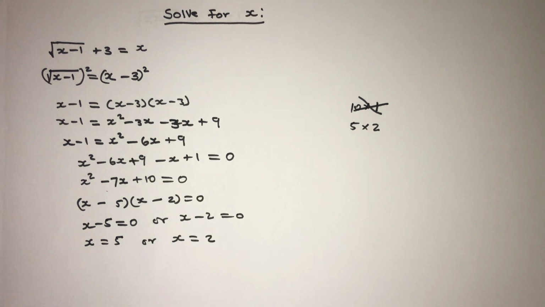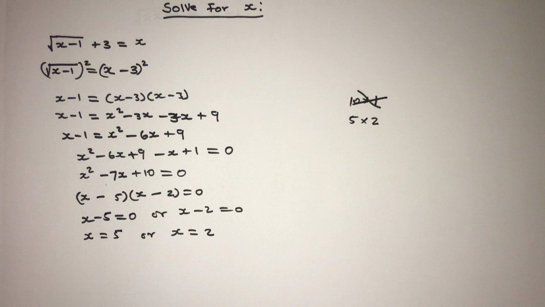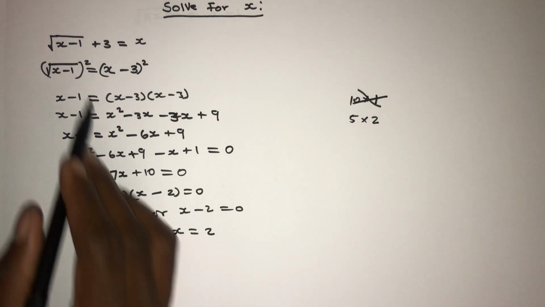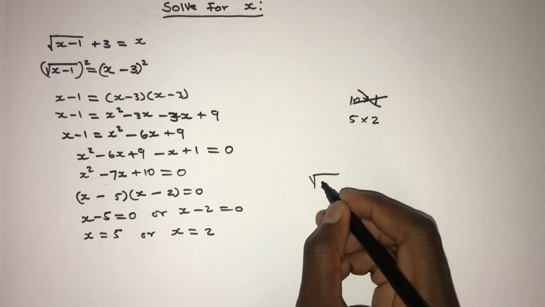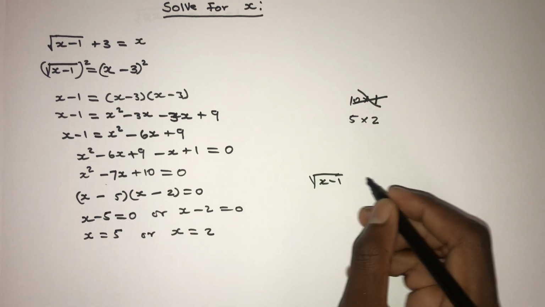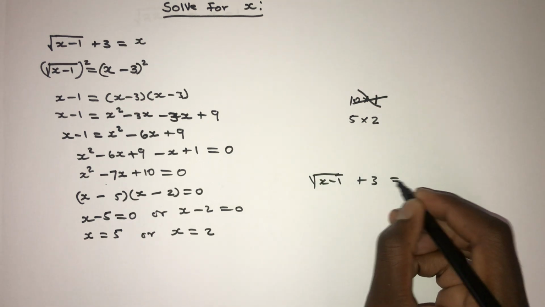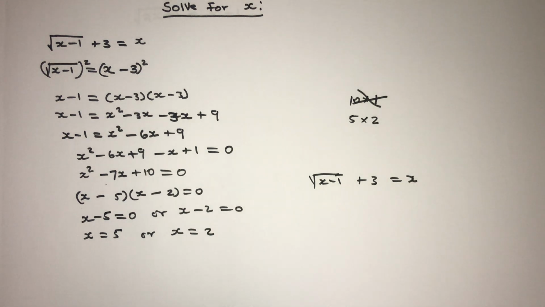But this is not the final answer. Now you have to check which answer is correct, because it might happen that one of them is wrong. So we go to the original equation: the square root of x minus 1 plus 3 is equal to x. We must check one by one.